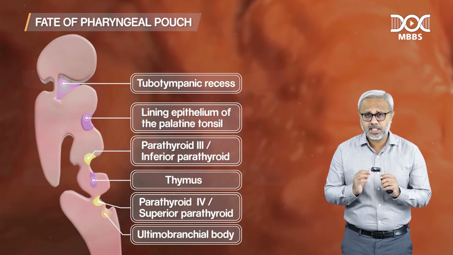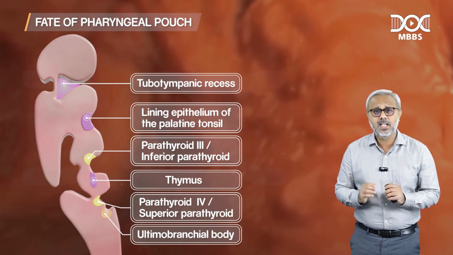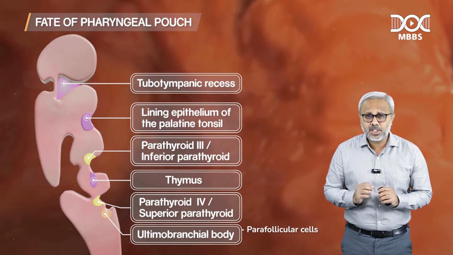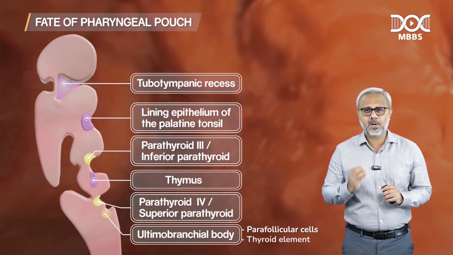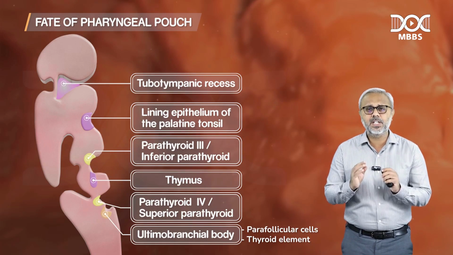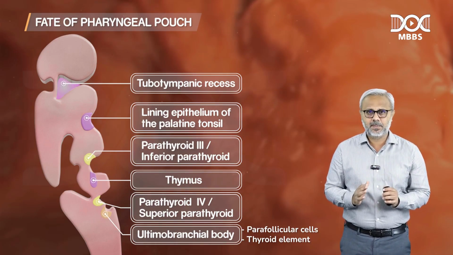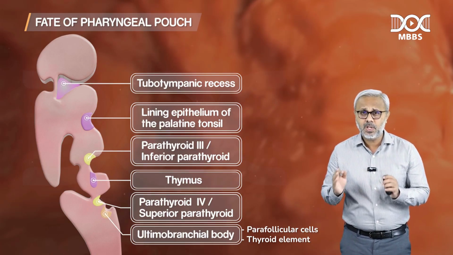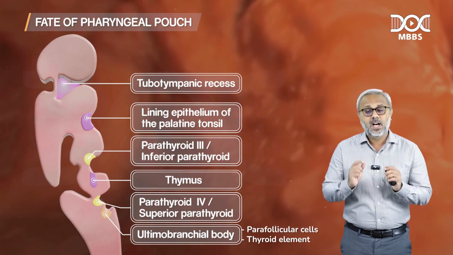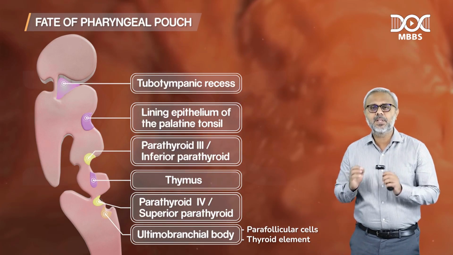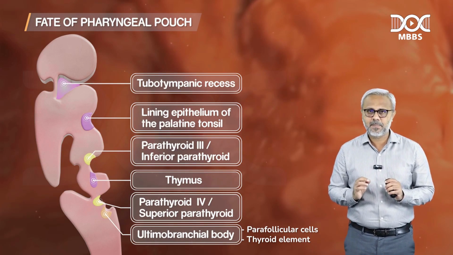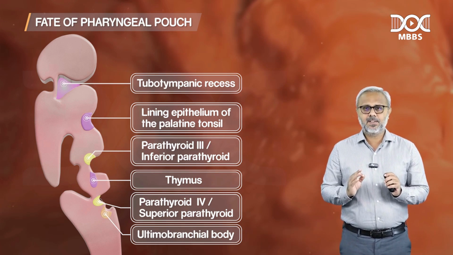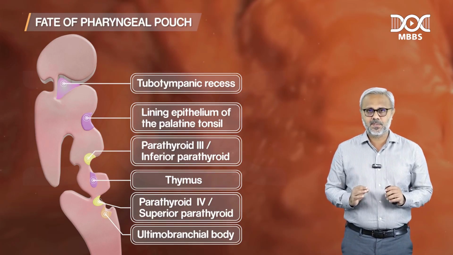The main structure that develops from the ultimobronchial body is the parafollicular cells or the C cells of thyroid. In addition to this, there is a small thyroid element which incorporates into the main thyroglossal duct. The development of the thyroglossal duct ultimately leads to the development of the adult thyroid. A small component of that is derived from this caudopharyngeal complex. Are we clear? So this is what we must remember regarding the development of the pharyngeal pouches and its derivatives.